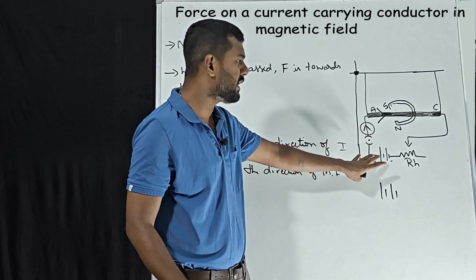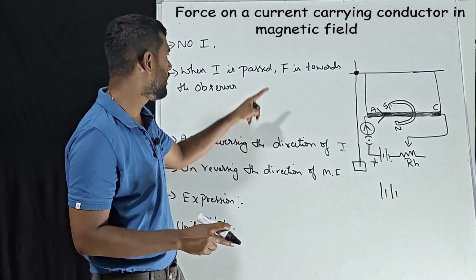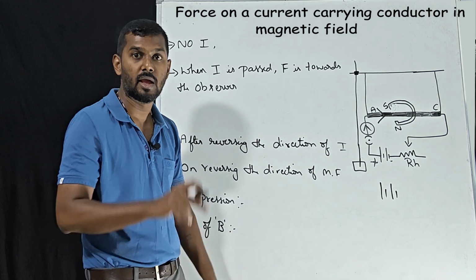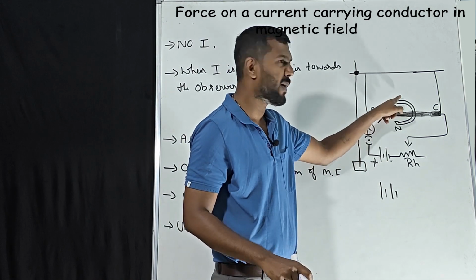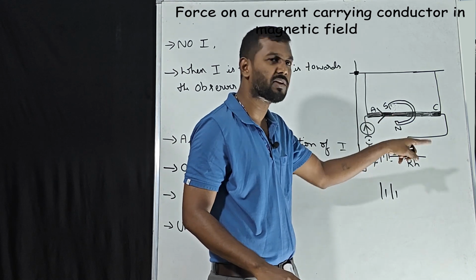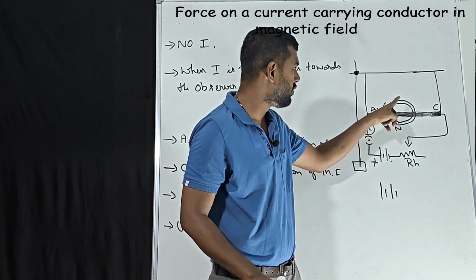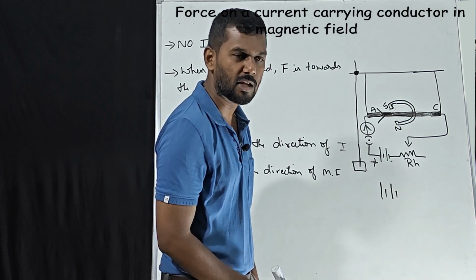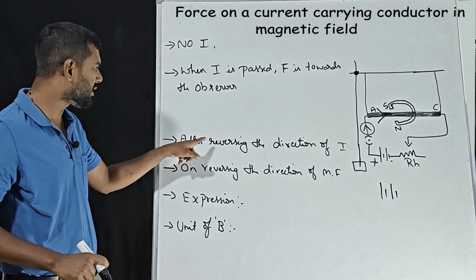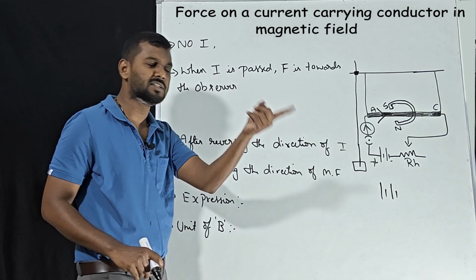See, for any diagram like this, there is no rule that force should always be towards the observer. It depends upon many things: direction of current and direction of magnetic field. If any one is reversed, the force will also be reversed. Now we'll do that also. Now what happens after reversing the direction of current? We'll change the direction of current.